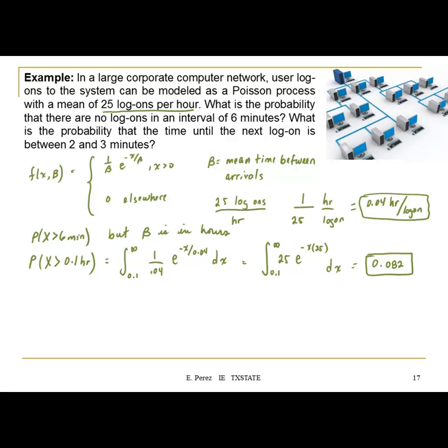Now let's look at the next question. What is the probability that the time until the next logon is between 2 and 3 minutes? Again, we are looking at the probability of having the next arrival between these two time periods, 2 and 3. So we can state that probability one more time.